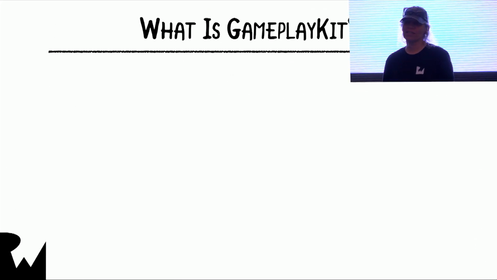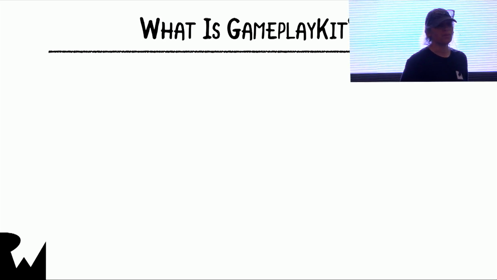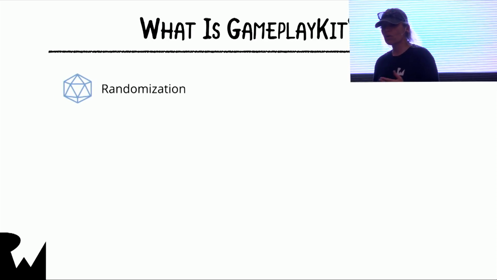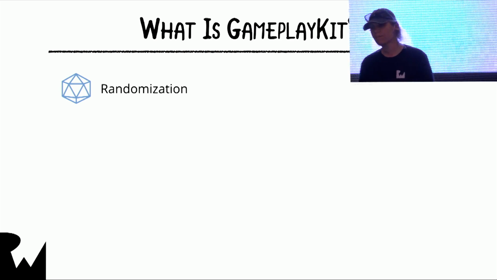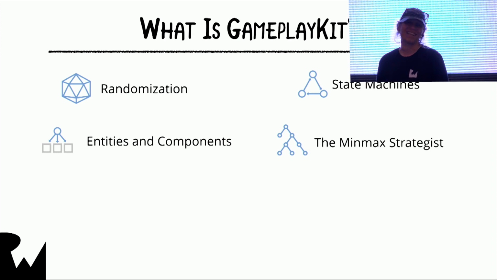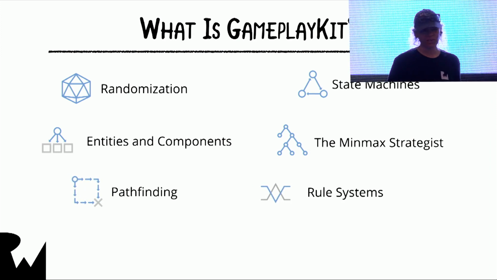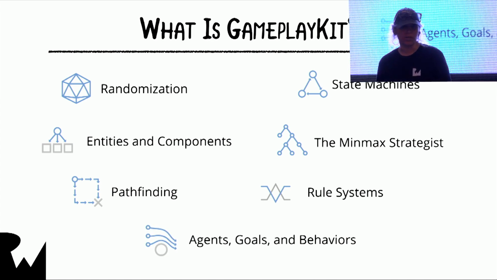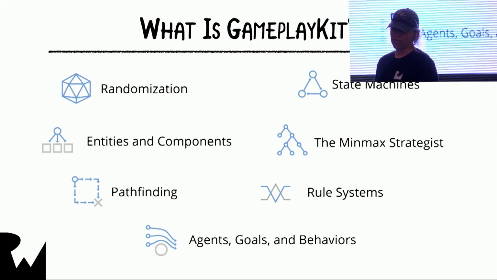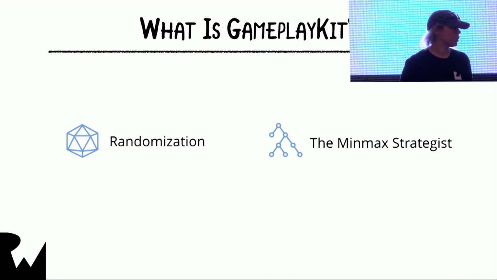All right, so what is GameplayKit? Well, GameplayKit is this exciting new, it's not so new anymore, framework from Apple that allows us game developers access to a core set of tools. Those core sets of tools include randomization, state machines, entities and components, the min-max strategist, pathfinding, the rule systems, and agents, goals, and behaviors. That's a lot of stuff, and we definitely will not have time to cover all of that in this session. So we will focus on randomization and the min-max strategist.